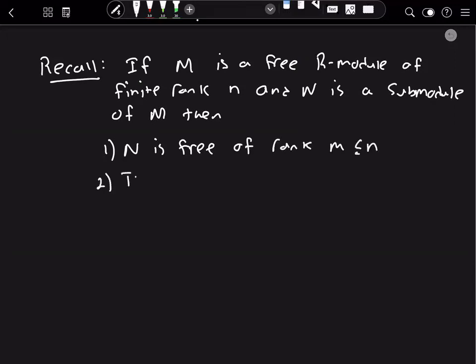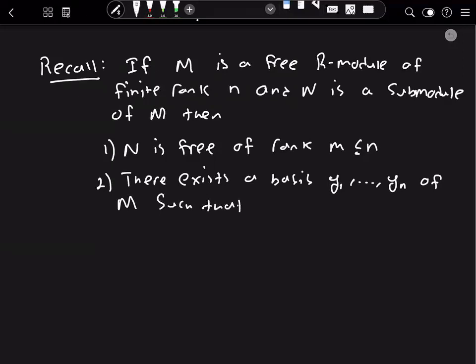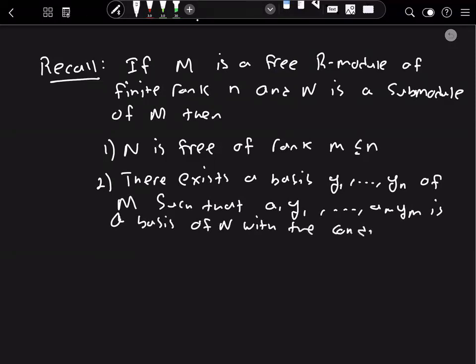And two, we proved that there exists a basis y1 through yn of M such that, or I'll write it out, a1 y1 through am ym is a basis of N with the condition that a1 divides a2 divides am.